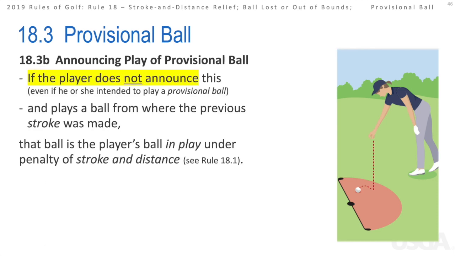So if the player doesn't announce that they are playing a provisional and plays a ball from where the previous stroke was made, that ball is now the player's ball in play. Because they did not announce, we're going to assume that they are playing under stroke and distance, and so they'll have to continue with that ball. They've kind of waived their option for the provisional ball.